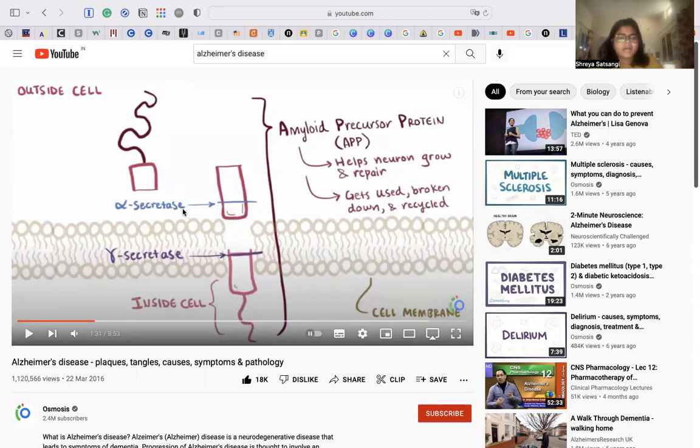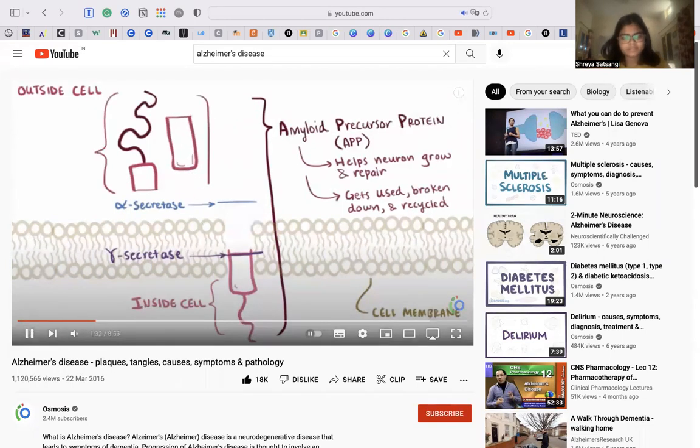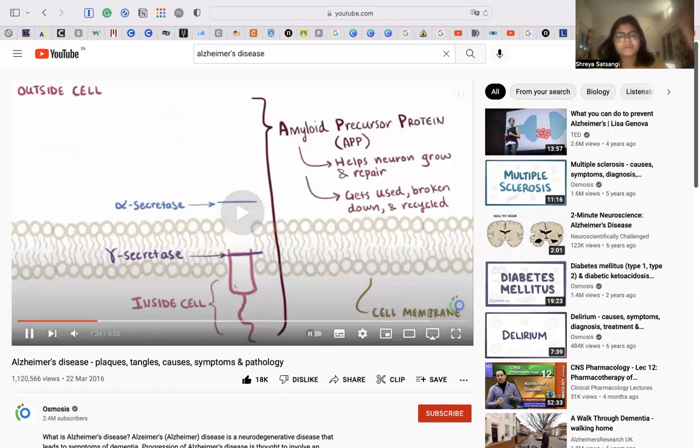Then there is gamma secretase that chops it off in this wall, and then again it regenerates. That's a good thing to do. That's a very good thing, and it is soluble. When they chop it off, it's soluble in the blood or whatever, and things are better.